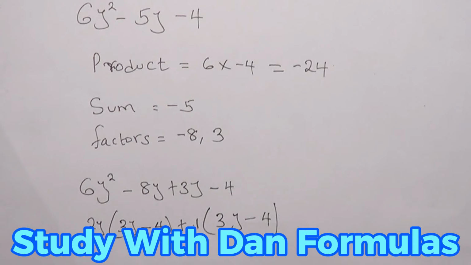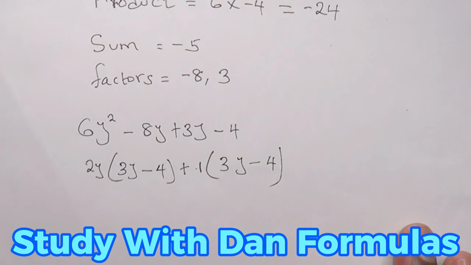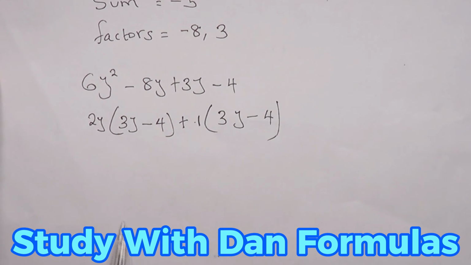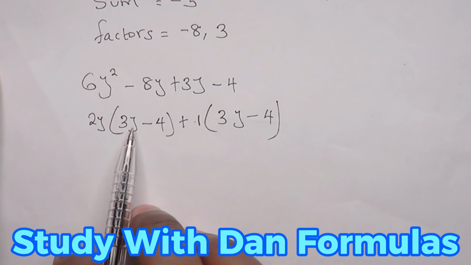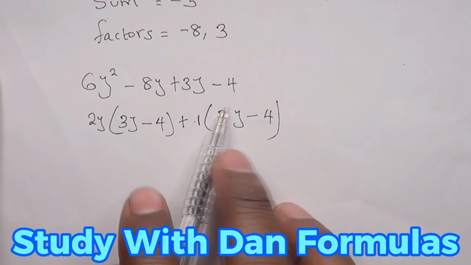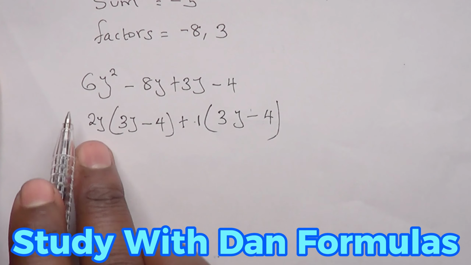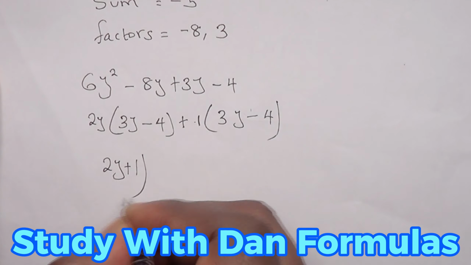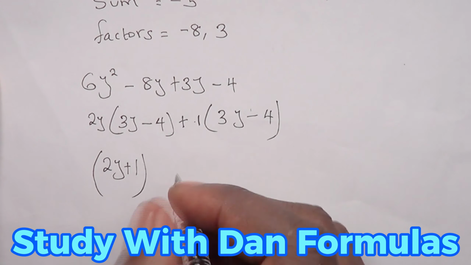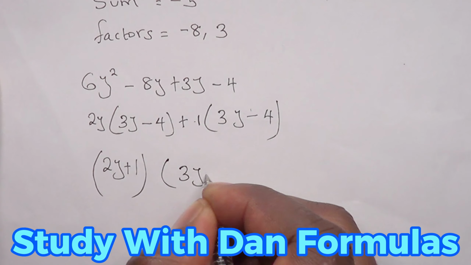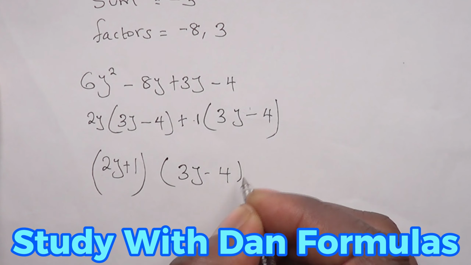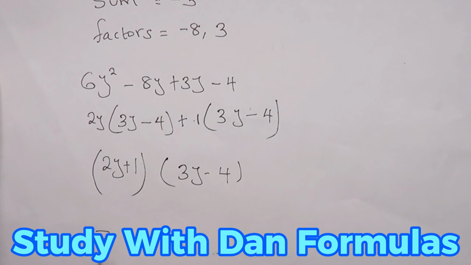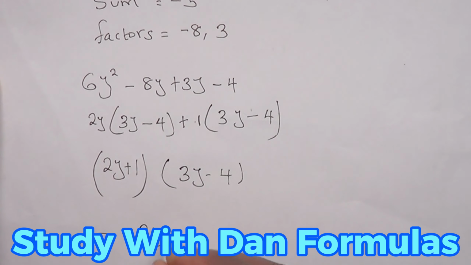So at this point here, you see 3y minus 4 is the same as 3y minus 4 on the other side of the bracket. So I pick 2y plus 1, and I also pick one of it here, that is 3y minus 4. So the answer will be 2y plus 1, 3y minus 4.